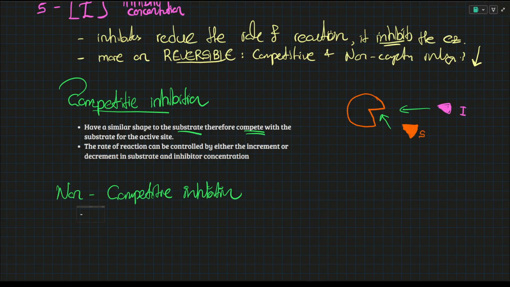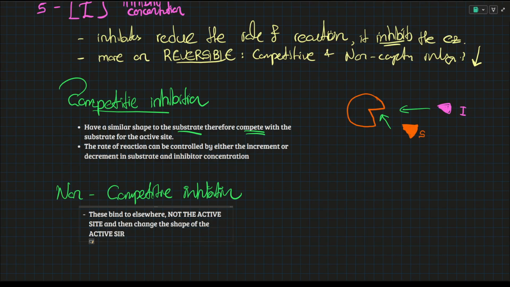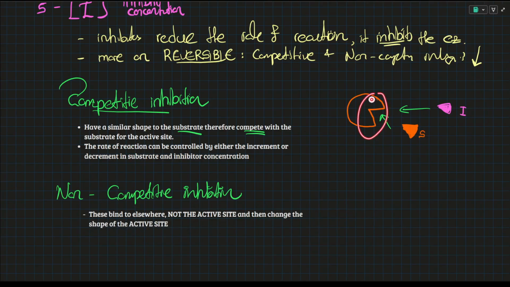This has nothing to do with the active site. They bind elsewhere, not the active site. Not at all. Not the active site. And then change the shape of the active site entirely. Previously, did we have any form of active site shape change? No. Enzyme was fine. Enzyme was completely alright. Nothing happened to the active site.